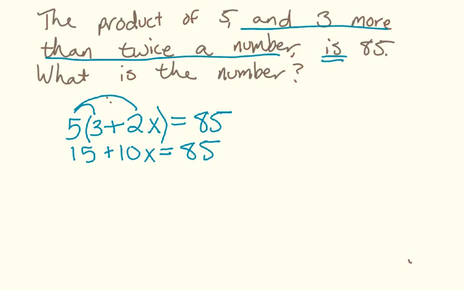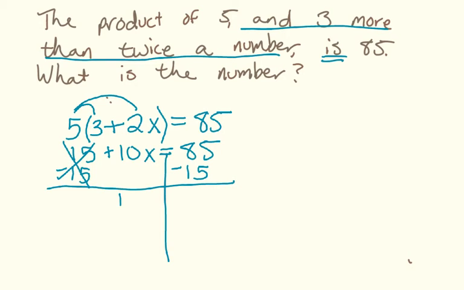All my x's are on the left, so I'm going to bring my numbers to the right. I have a plus 15 on the left, so I'm going to do minus 15, so it will cancel out. If I do it on the left, I have to do it on the right. 15 minus 15 is 0, so that cancels out. 85 minus 15 is 70.